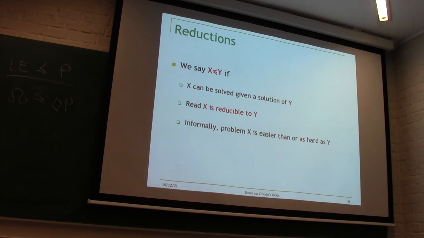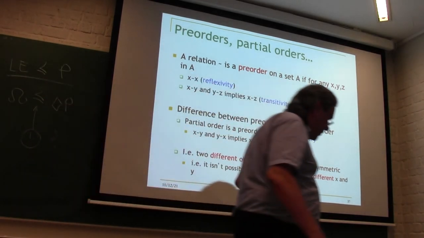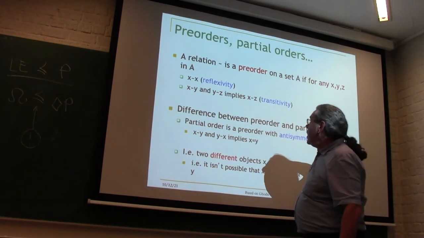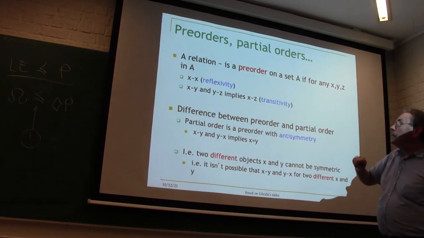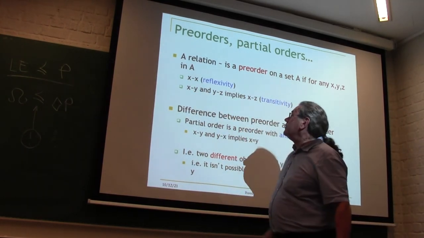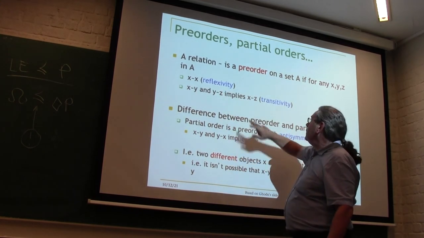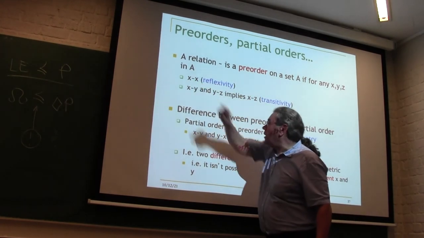Now this thing is not a partial order. It's something called a preorder. I don't know how much of a mathematician you are, but this is actually a very simple thing. A preorder has two properties: it's reflexive and it's transitive. That means X can be solved given X, and if X can be solved given Y, and Y can be solved given Z, then X can be solved given Z, because that's easier. You use Z to make Y, and then use Y to make X.